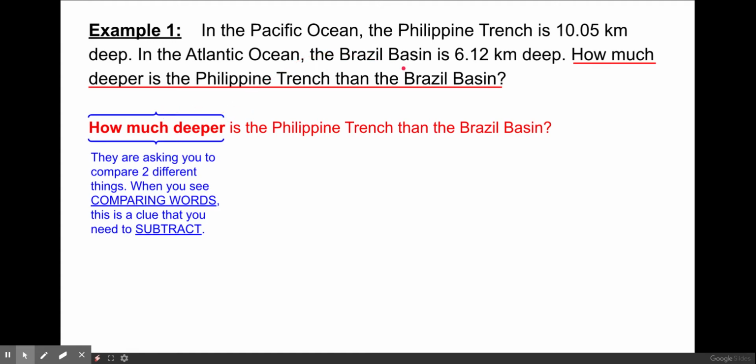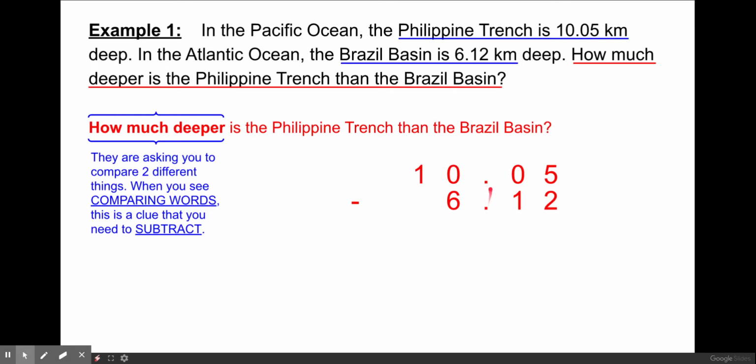Let's go back to this question. So now what two things are we going to be subtracting? Well, they talk about the Philippine Trench and how deep that is, and then the Brazil Basin and how deep that is. So 10.05 and 6.12. What are you going to subtract from what? Well, you're always going to subtract the smaller number from the larger number in these cases because you're going to end up with negative numbers otherwise. So we're going to do 10.05 minus 6.12.